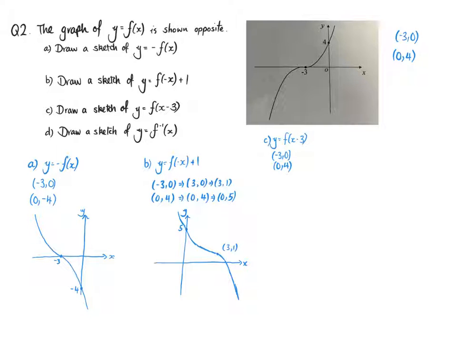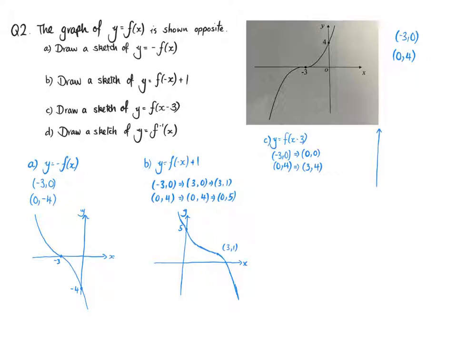Okay, so what we do is we add 3, because remember if it's in the bracket it's doing something to the x, it changes it. So if we add 3 to 3, we don't get 3. We definitely don't. We add 3 to minus 3, we get 0. So we're going to have 0, 0, and we're going to have 3, 4. So we've just added 3 to both of those.